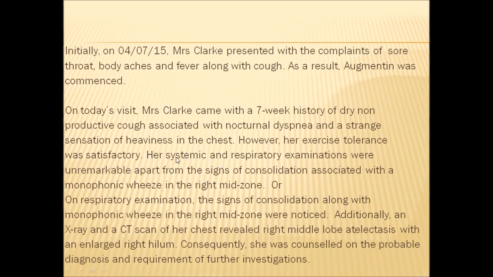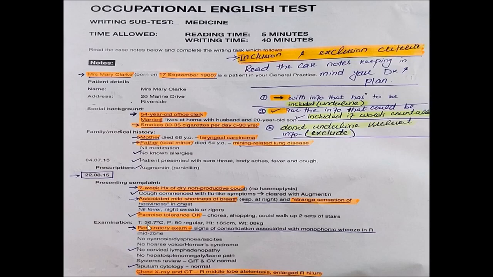Now we are starting with examination findings. We haven't read these findings from the case notes yet. Let's read them. These were the normal findings, so we will exclude them and we will include only the findings which we have already underlined. Respiratory examination: signs of consolidation associated with a monophonic wheeze in the right mid-zone. These were all the systemic normal findings, and no cervical lymphadenopathy, sputum cytology was normal. And on investigation, chest x-ray and CT scan: right middle lobe atelectasis and enlarged right hilum.